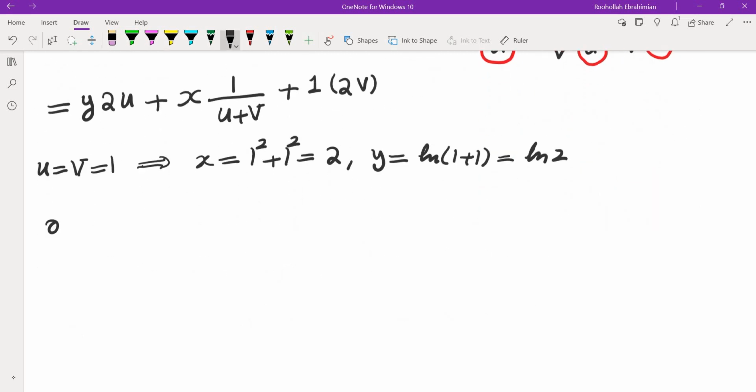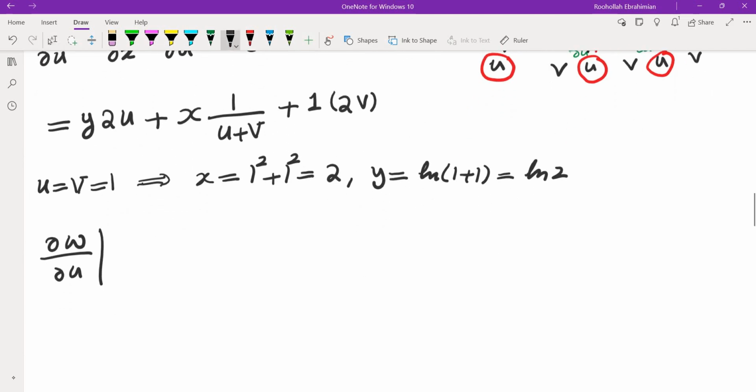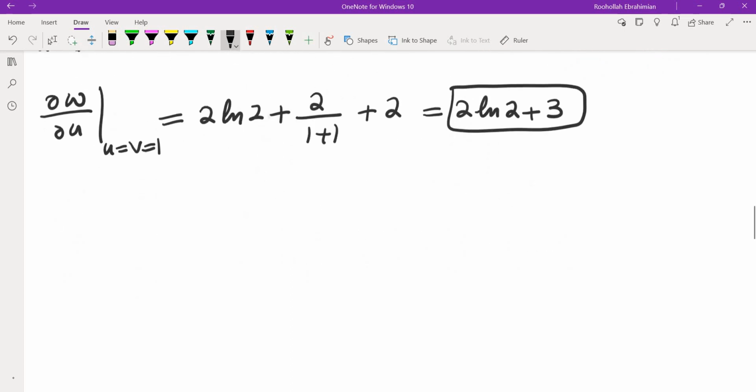We'll take these and we're going to plug them into the partial that we found. So partial of w with respect to u at u equals v equals 1 is equal to y times 2 times 1, so that's 2 natural log of 2, plus x is 2, over 1 plus 1, plus 2 times 2. So this one would be 2 natural log of 2 plus 3. So this is the partial of w with respect to u at u equals v equals 1.